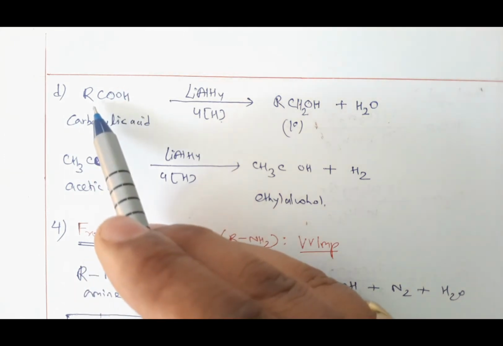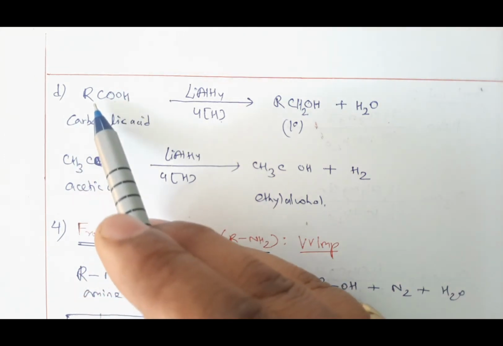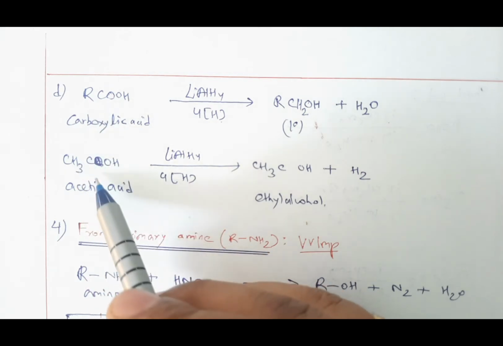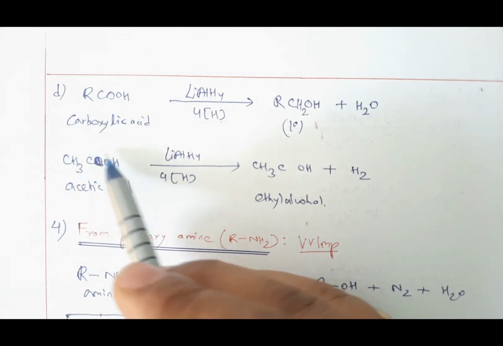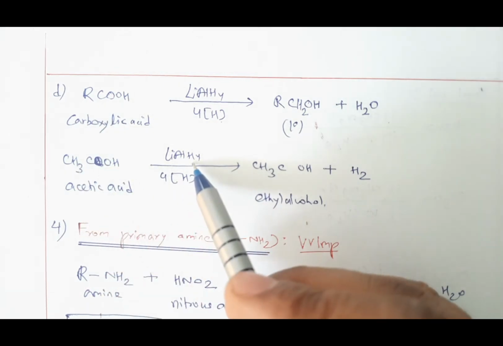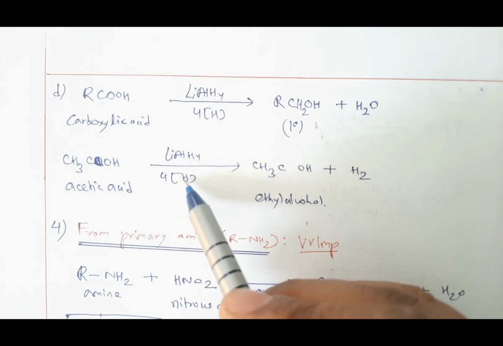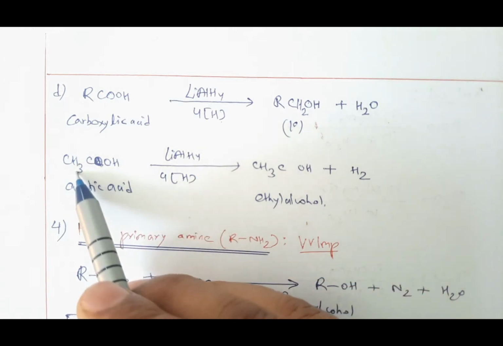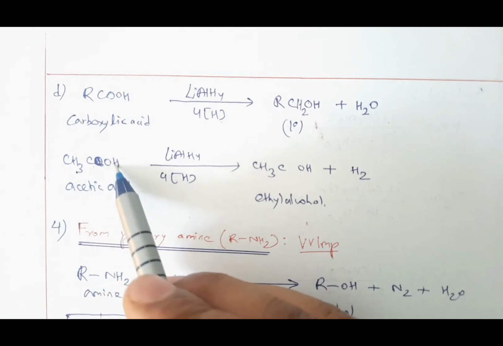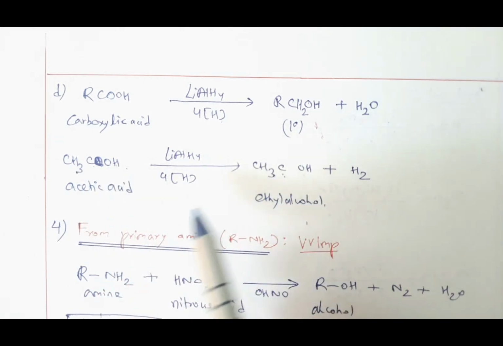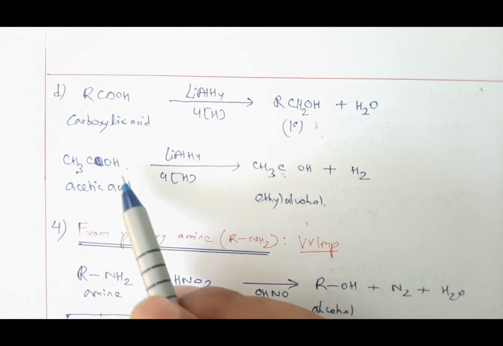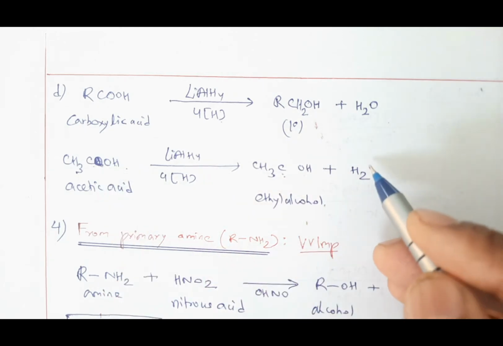Now I am replacing this R with CH3. So when you replace this R with CH3, it becomes your acetic acid. Now again I am doing the reduction with lithium aluminum hydride, which will respond as a hydrogen. Again you write CH3COH here. So that means 2H from here will take this O to form water.